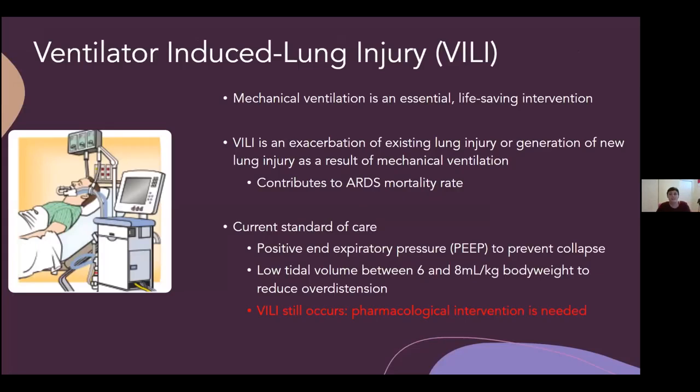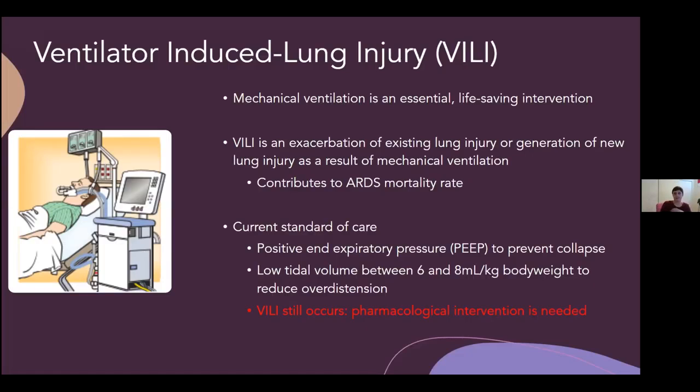So that leads me to talking about something called ventilator-induced lung injury, or VILI. And like I mentioned before, mechanical ventilation, you need it to be able to save an ARDS patient. It's necessary and it's a life-saving intervention. However, VILI can occur, and it is an exacerbation of your existing lung injury or a generation of new lung injury, just based on the way that we have to ventilate people to give them enough oxygen to maintain life. And this contributes to the really high ARDS mortality rate, which is about 40%.